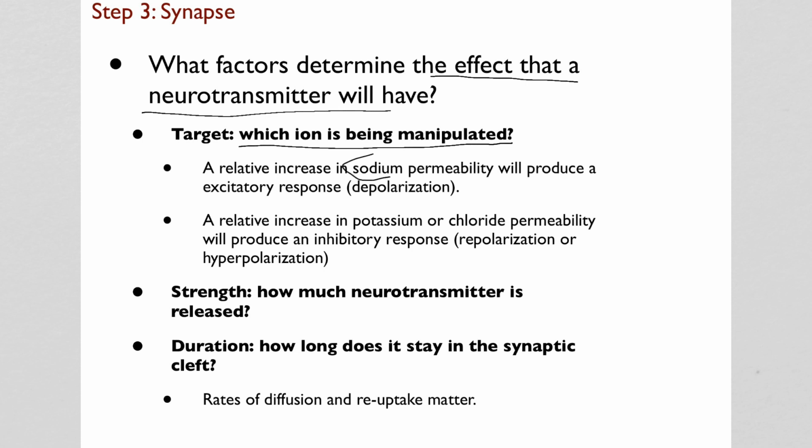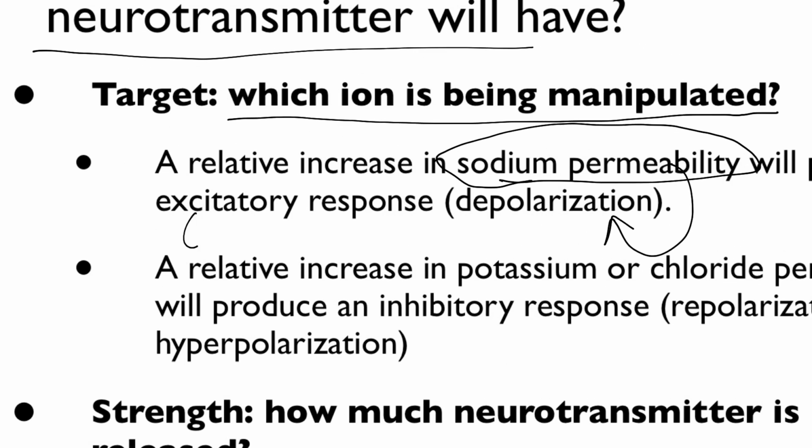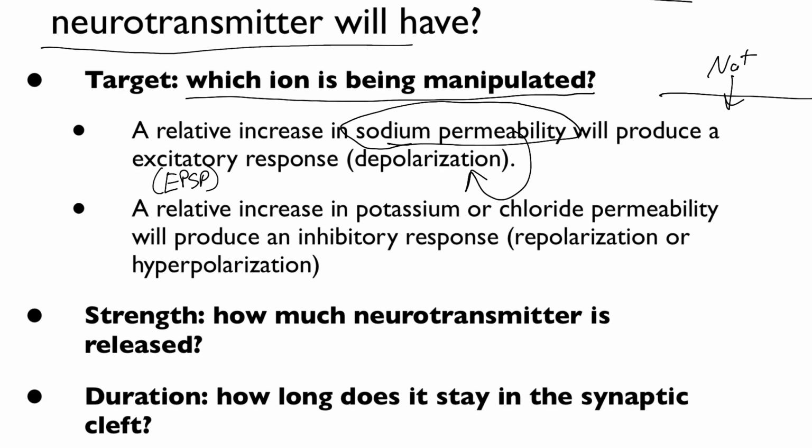If you open sodium channels, increasing sodium permeability, sodium has a positive charge and it enters cells. So if this is our cell membrane, since sodium diffuses in, it causes an increase in charge, that's depolarization, and we say that's excitatory. Excitatory, same thing as saying it causes EPSPs. If you get permeability of either potassium or chloride, that causes an inhibitory response, IPSPs. And that will cause repolarization, or if you go below resting, we'll call it hyperpolarization.